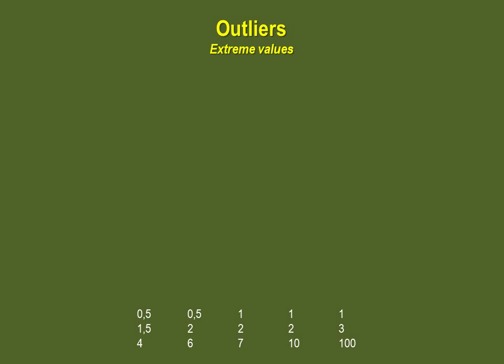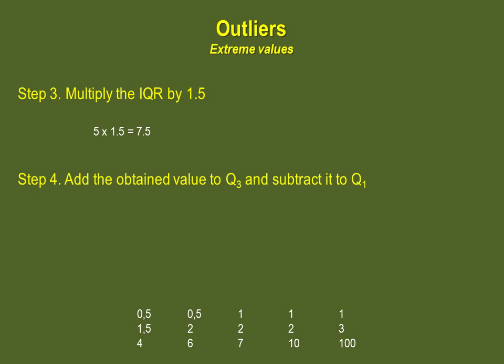We have already calculated the IQR as being 5, so we will not redo steps 1 and 2. So step 3 states that we must multiply the IQR by 1.5. 5 times 1.5 is 7.5. Step 4, add the obtained value, 7.5, to Q3 and subtract that 7.5 from Q1. So Q1 minus 7.5 gives us minus 6.5. Q3 plus 7.5 gives us 13.5.